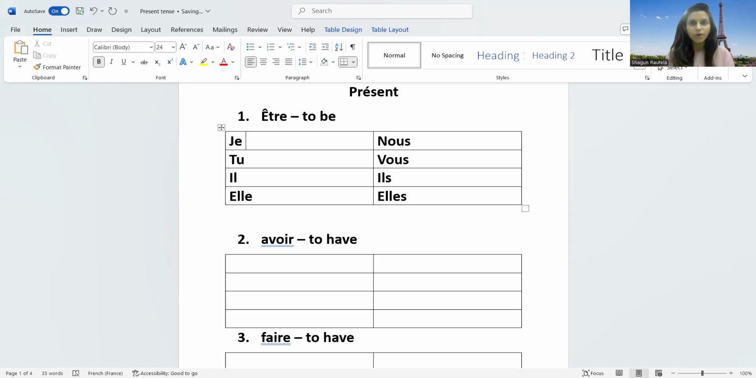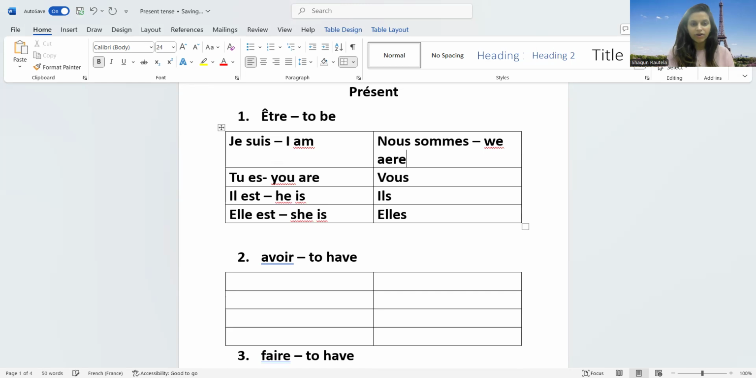With je, we're going to write je suis, which means I am. Je suis. With tu, it is tu es. You are. Il est, elle est. With il and elle, the conjugation always remains the same with all the verbs. He is, she is. With nous, sommes. We are.